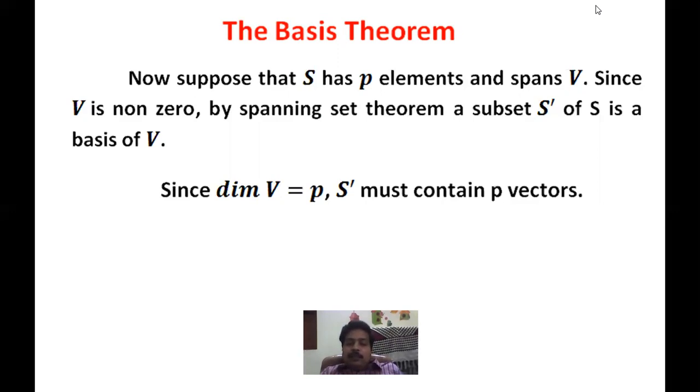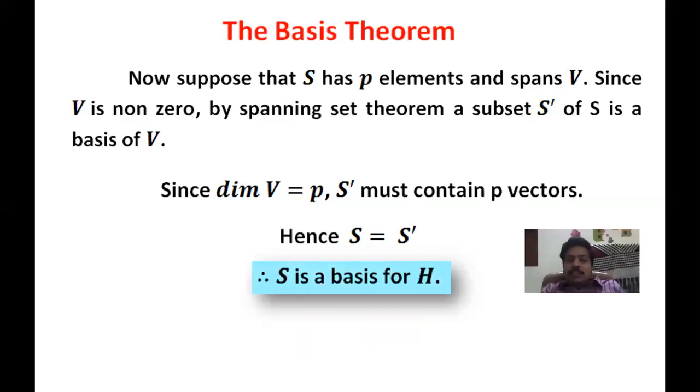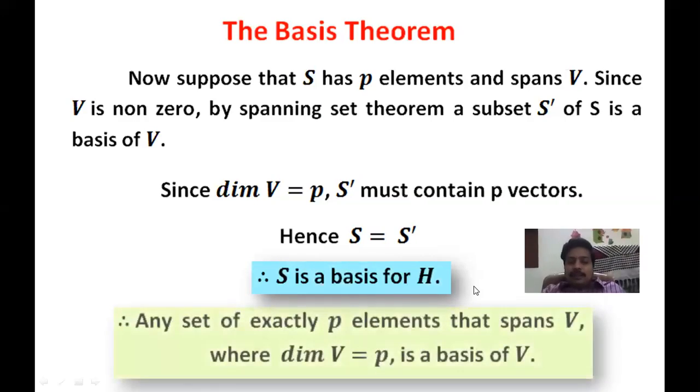You can eliminate some of the vectors which are linear combinations of other vectors so as to form a basis, but it should also contain P vectors. That means S is the required S dash. So S itself is the basis, hence S is equal to S dash. So both cases are proved. From this we can conclude that any set of exactly P elements that spans V, where the dimension of V is equal to P, is a basis of V.